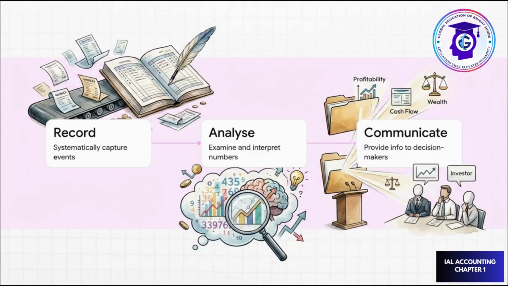So, once those financial transactions start rolling in, what is accounting actually doing with them? The textbook breaks this down into a really clean 3-step chronological journey. Step 1 is record. We systematically capture what just happened. Step 2 is analyze. We don't just blindly stare at the numbers, we examine and interpret them to figure out what they actually mean for our profitability or our overall wealth. And step 3 is communicate. We take all that brilliant analysis and we provide it to the specific people who need it to make decisions. Record, analyze, communicate. That right there is the heartbeat of accounting.